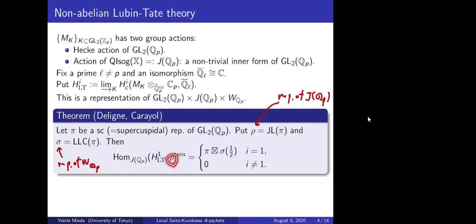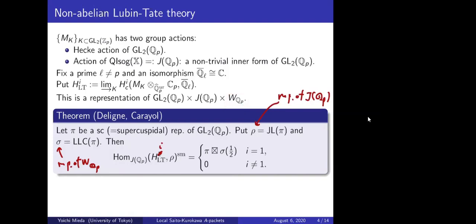And we take a rho-isotypic part of this cohomology. This is a typo, this is equal to i. This is a rho-isotypic part of this cohomology. We take a homomorphism between this and this. Then we get a representation of GL2(Q_p) × W(Q_p). Because the action of GL2(Q_p) is not necessarily smooth, we take a smooth part of this homomorphism. Then we get a smooth representation of GL2(Q_p) and a continuous representation of W(Q_p).